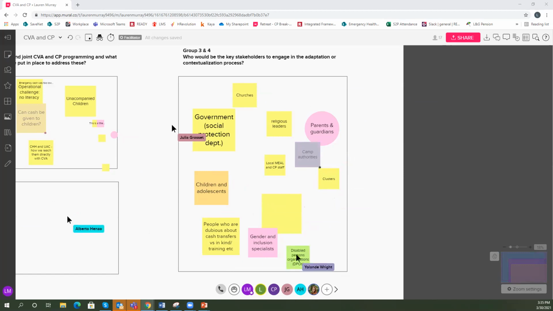Okay, I see camp authorities, absolutely. DPOs, fantastic, yeah. And clusters, yes, absolutely. We need to make sure that the design of the program is in line with what's being done at the interagency level. And the more we can systematically roll these tools out.